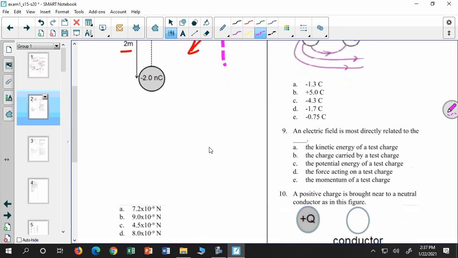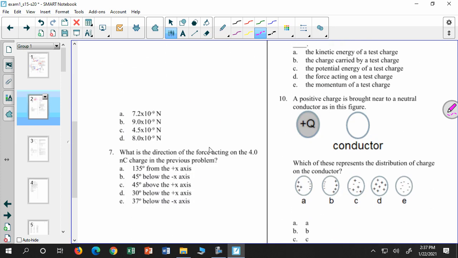Let's go see what our options are. Oh, it looks like I have that option. So it's 45 below the negative x. But you recognize that these others are all different. That 135 from the positive x, A, would be right here. That's 135. 45 above the positive x would be right here. That's option C. And then D and E are just different angles. They're nothing like 45, so I don't even look at those.